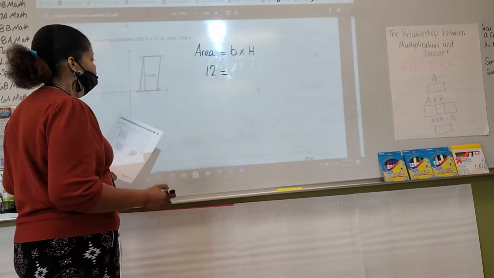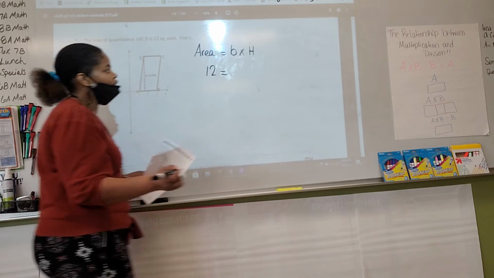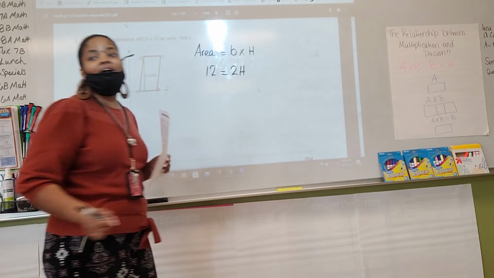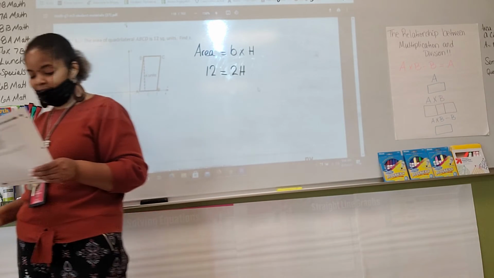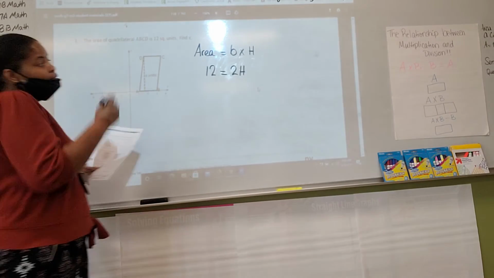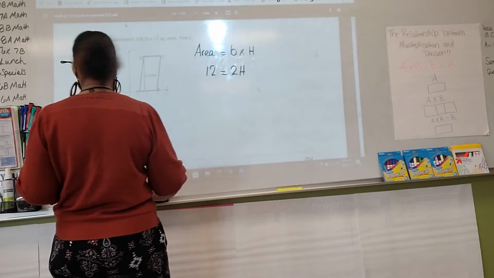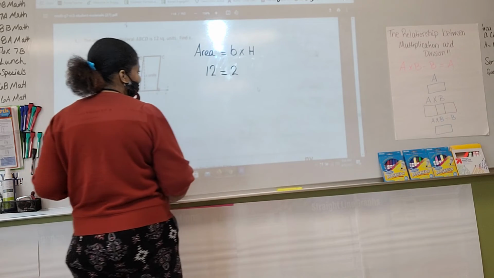So if the area is 12, what is the base? Do we know? No. Look, count. 2. Thank you. 2. The height is what we don't know. So we'll put H for the height, or we'll use H, which is fine. It says find X, so we'll use X instead of H.